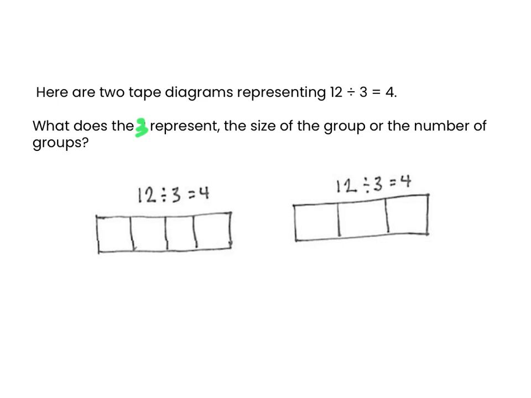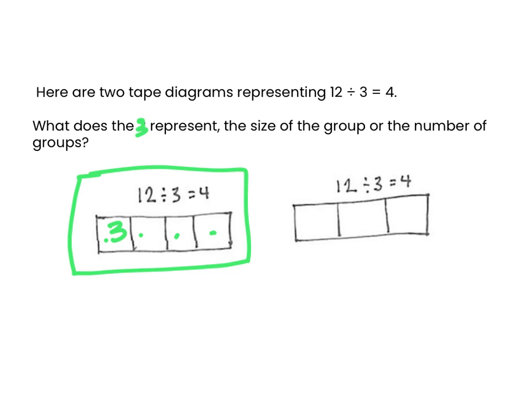So let's look at that first one. 12 divided by 3 equals 4. We want to know what the 3 represents. Well, if we look at it, we see that we have 4 groups. So the 3 represents the size of the group.